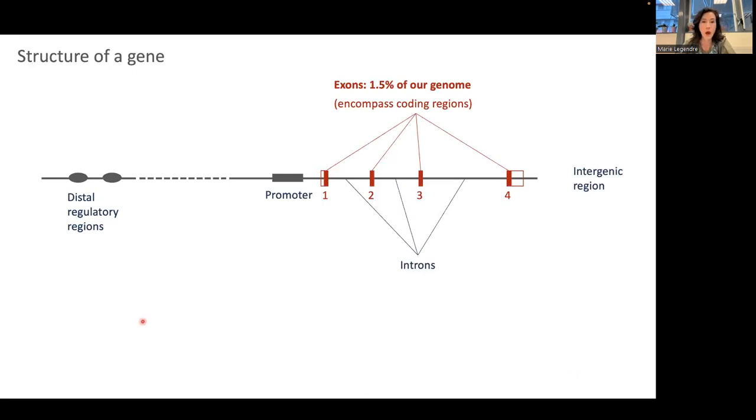So what's the structure of a gene? It's made of exons, represented here by the red boxes, that encompass most of the coding regions. The coding regions are the regions that encode the proteins that make our organisms. The exons only represent 1.5% of our genome, but they host most of the pathogenic variants. However, some mutations can lie in between the exons or in regulatory regions. Most of the sequencing techniques target only those exons.